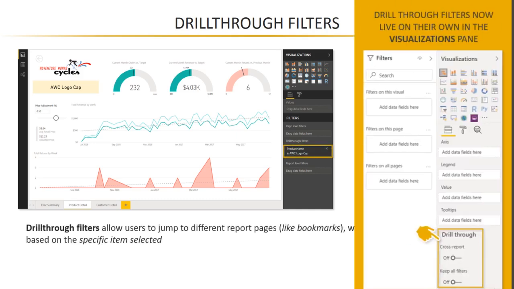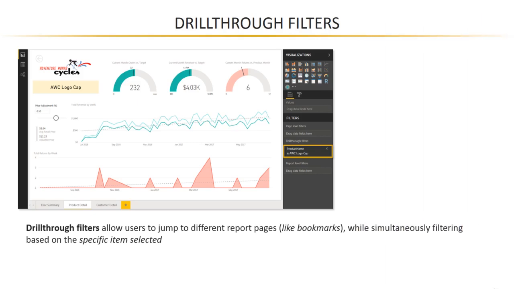And what these do is they allow users to jump to different pages, like bookmarks do, which we'll talk about next, while simultaneously filtering based on the specific item that they've selected. So it's a little bit confusing. It's one of those things that's quite a bit easier to show than to explain.